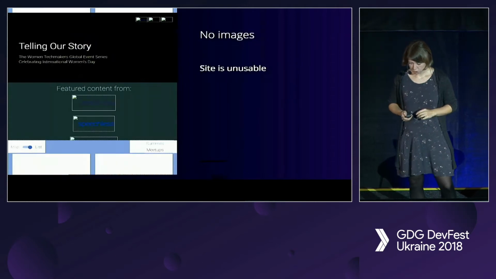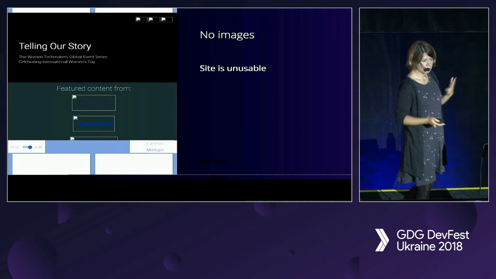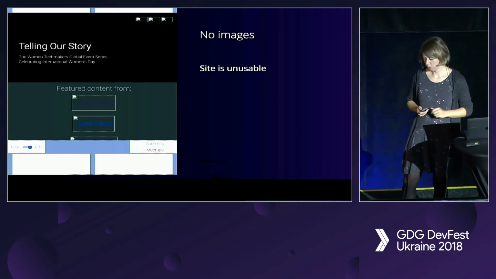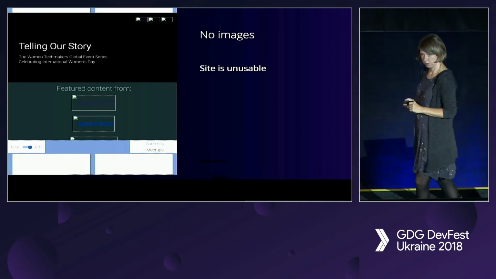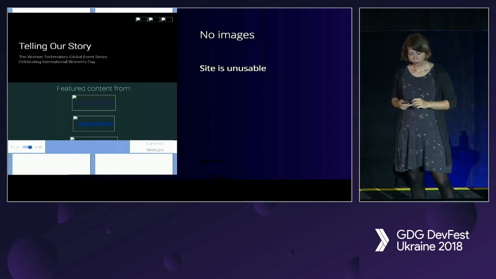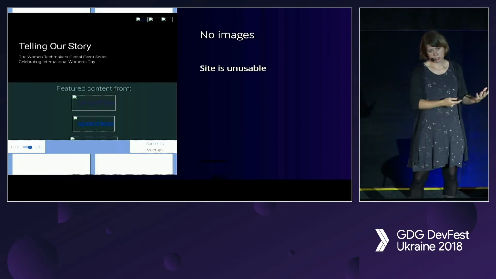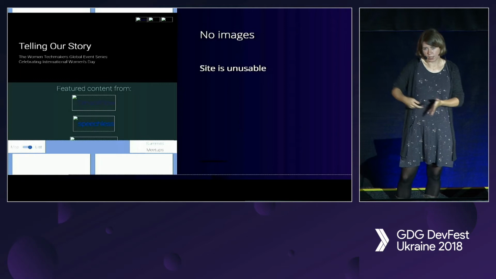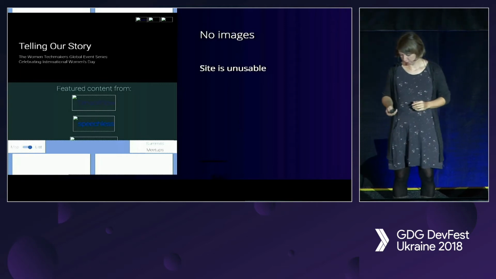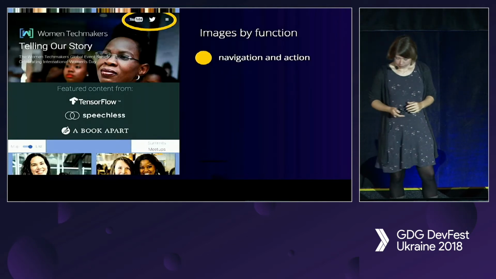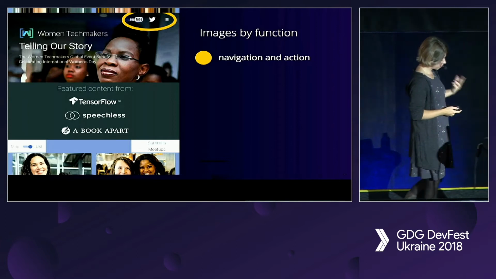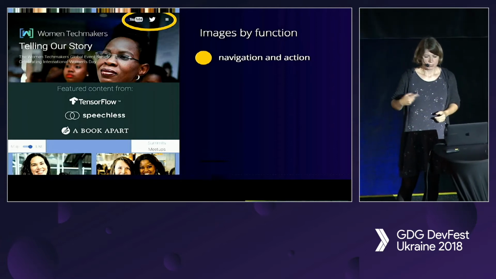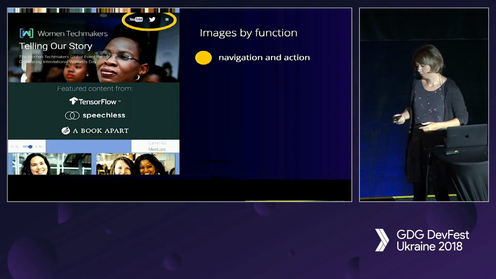So I started to look, well, if I disable all the images, what would happen? Well, the site is unusable, so obviously going for no images is not an option, and going for all images is not an option. How do I actually find this middle ground between the two? Well, I decided to think about images by the function they fulfill on my page.